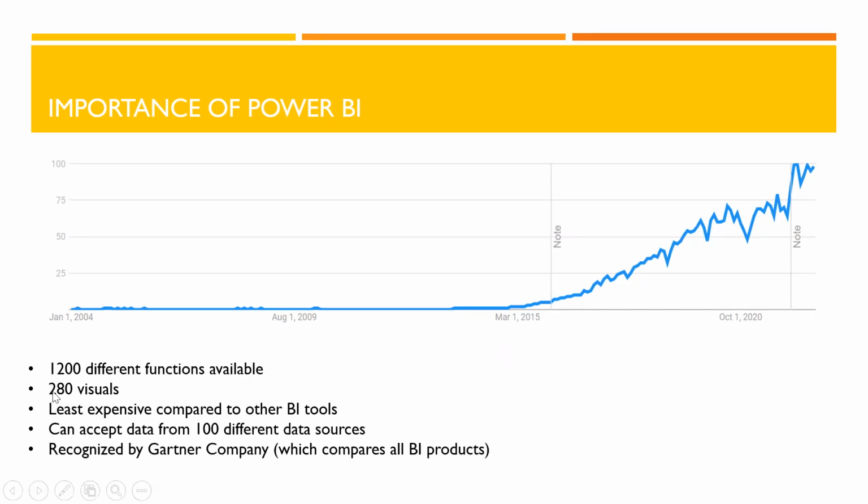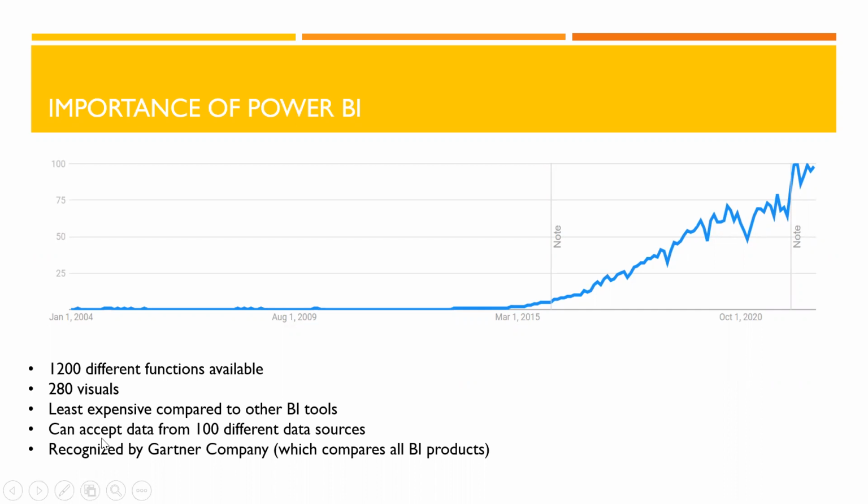And now other things are like there are 1,200 different functions available in Power BI. And there are 280 visuals. And it is very less expensive compared to other BI tools, as you know, in a Tableau desktop. Actually, it costs around $70 per month. So Power BI service is only charging the amount of $10 per month. So you can see how it is 7 times less expensive than Tableau. Okay, so that is one thing.